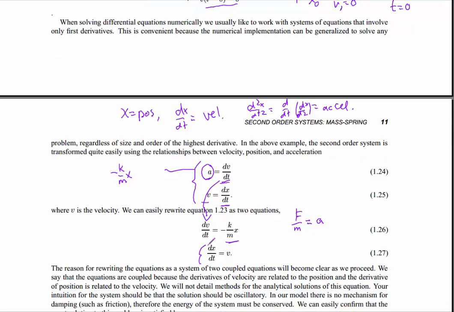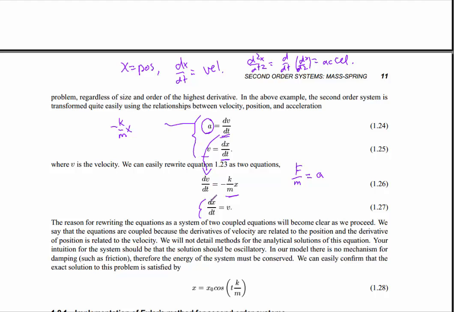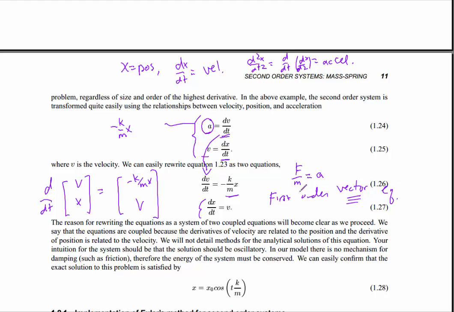Right? So what we have here really, if you think about it, is a vector equation. This right-hand side I could write as d/dt of, well, I've got a v and I've got an x. And then on the right-hand side I have minus k over m times x, and v. Now, the neat thing about this is that this is now a first-order vector equation. Now, first order is good because I can use the very same Euler method to solve this. I just extend my scalar equation to vector forms.